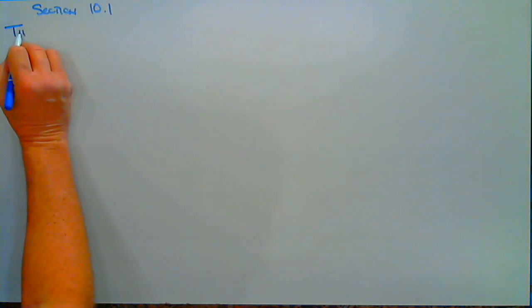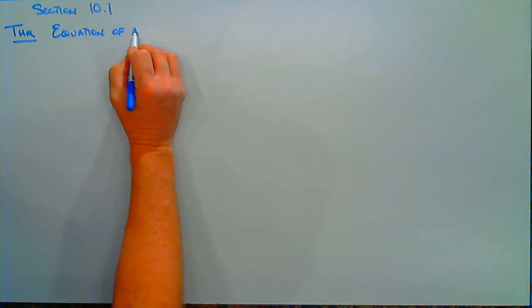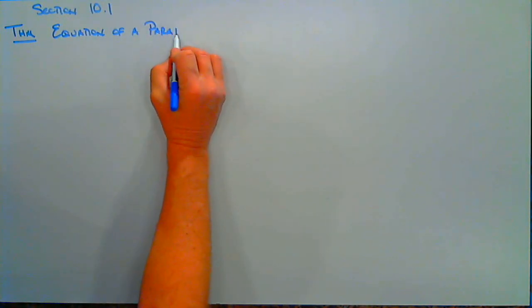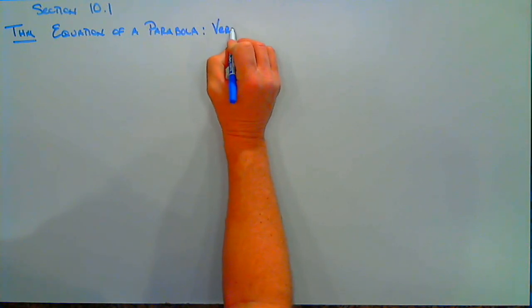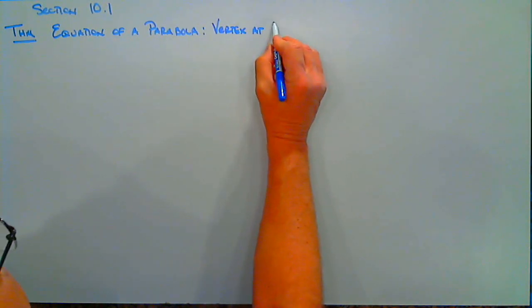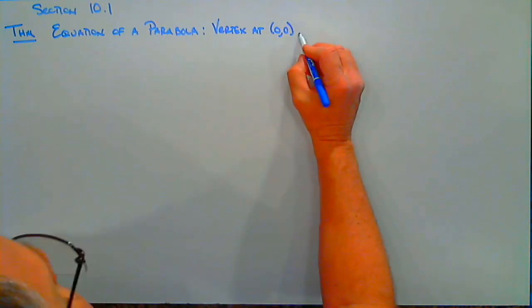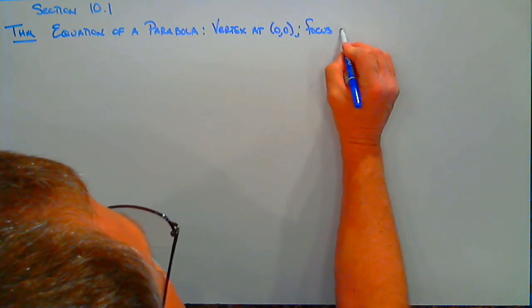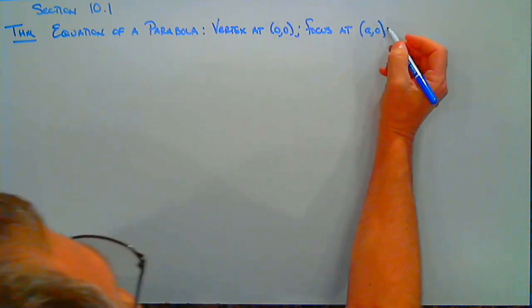Well, we're going to start with a theorem. And this theorem is the equation of a parabola. Now, it's not just any parabola. It's the parabola that has a vertex at 0, 0, and has a focus at A, 0, where A is greater than 0.